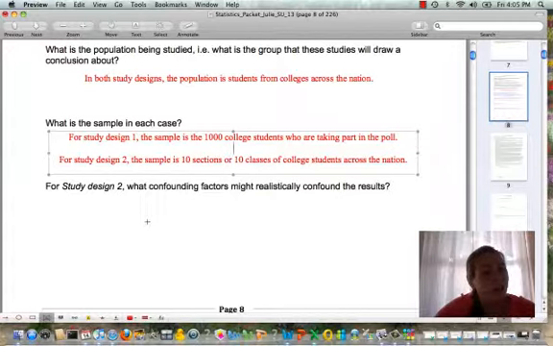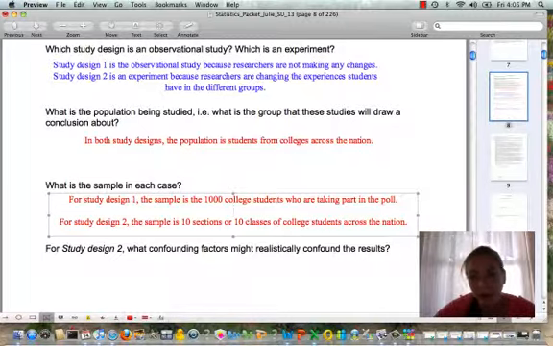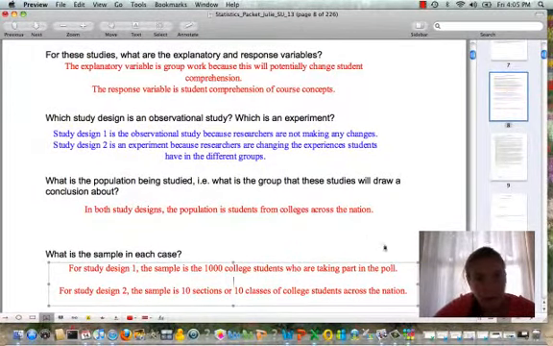And then our next question asks, for study design 2, what confounding factors might realistically confound these results? So if you look back on page 6, we see confounding is described as when the effects of the explanatory and the lurking variables cannot be distinguished in the effects on the response variable. So remember, looking back, that our response variable is student comprehension of course concepts.